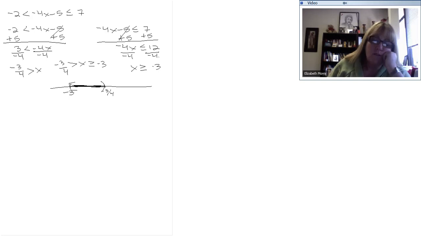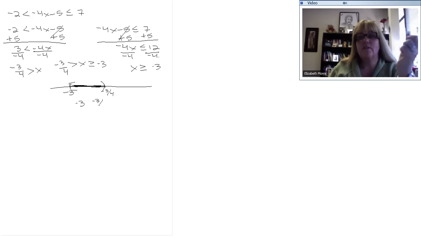So what's the farthest thing on the left? Negative 3. What's the farthest thing on the right? Negative 3/4. Negative 3/4 gets a parenthesis. Negative 3 gets a bracket. Done, done, done.